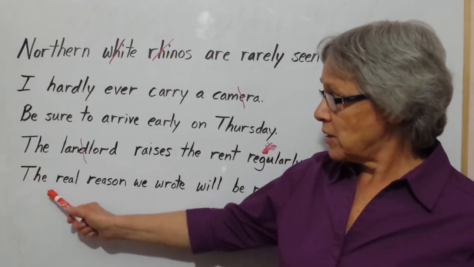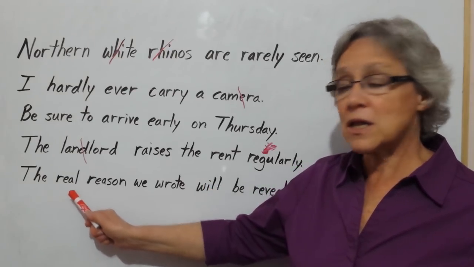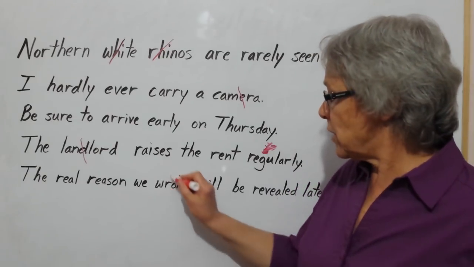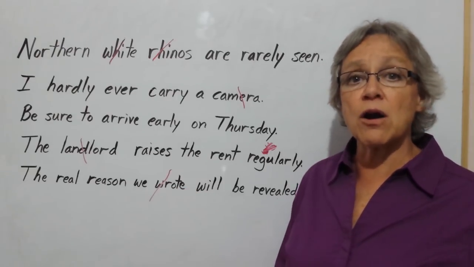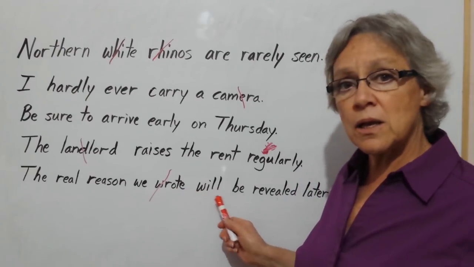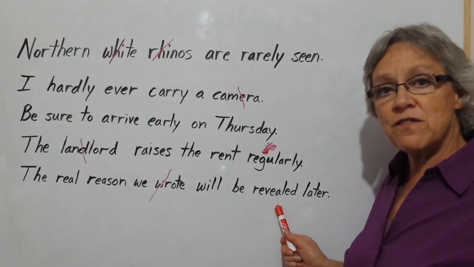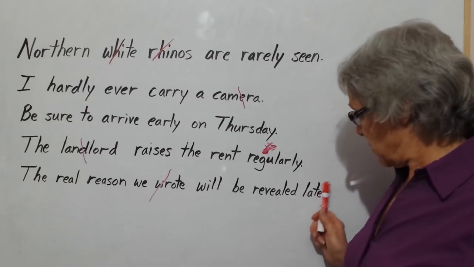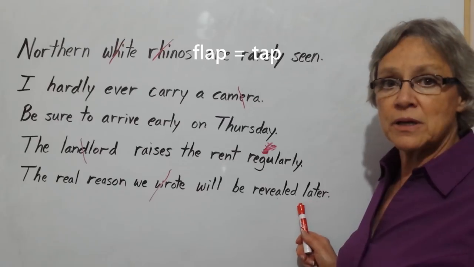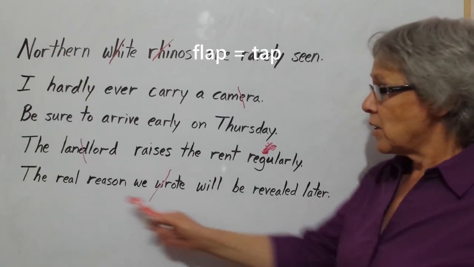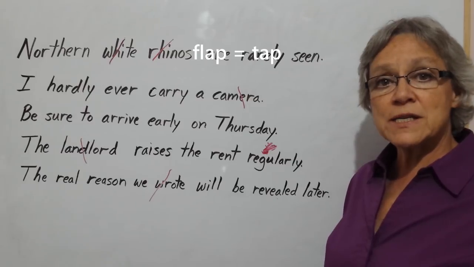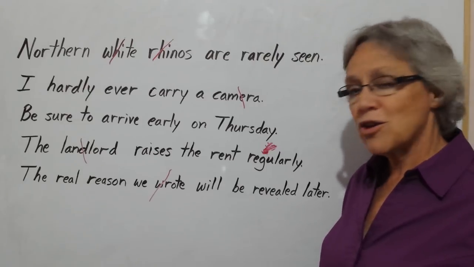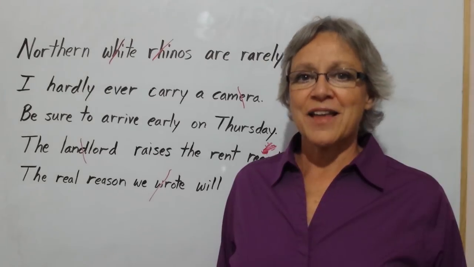And the last one, the real reason we wrote. We don't pronounce this W, so it's as if it's starting with the R. Wrote will be revealed later. And I'm making this T a flap. It sounds like a D, later. The real reason we wrote will be revealed later. That's the end of today's lesson.